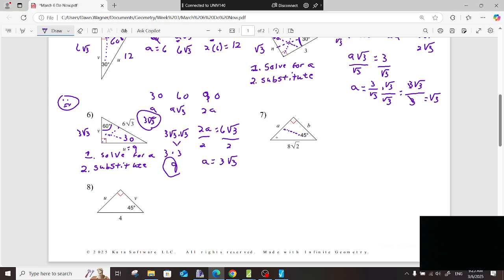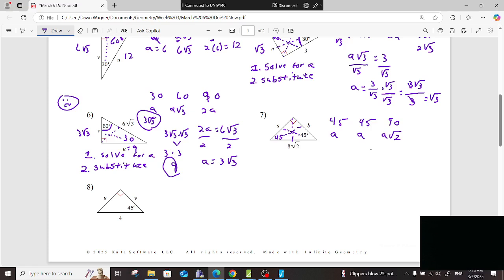45. What's this over here? 45, right? And then this will be across from the 90. So 45, 45, 90 is what? What's the pattern?